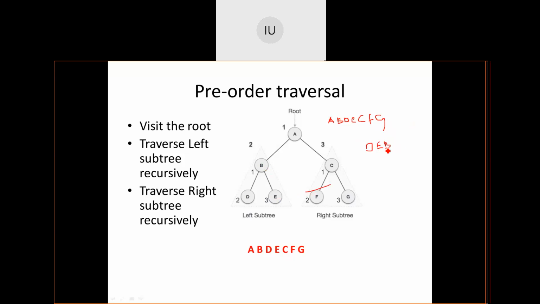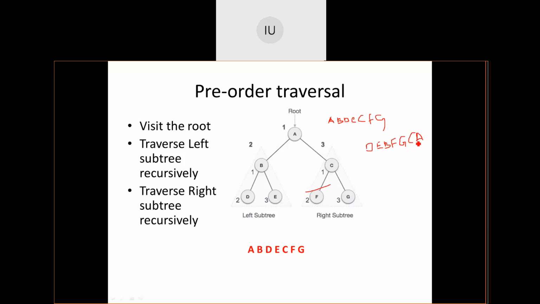A calls the right subtree. On the right subtree, C being the root calls left. So F, then right, that is G, then the root C, then it comes back to the root A. So D, E, B, F, G, C, A.